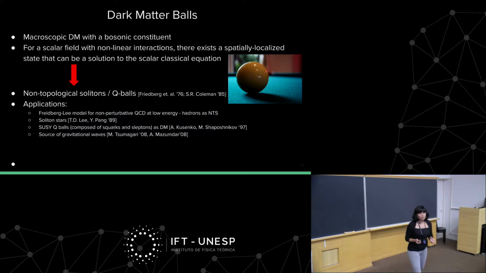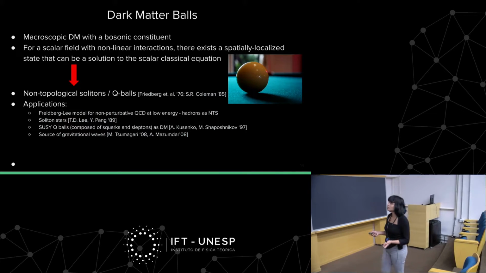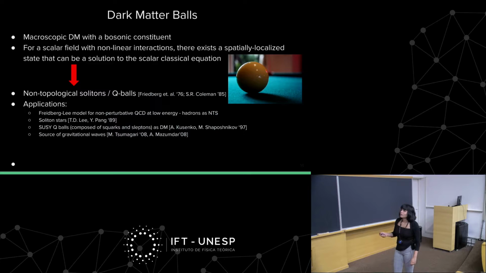These macroscopic objects have a bosonic content, so I would be using just scalar particles here. For a scalar field, we would have some nonlinear interactions between these fields, and this would allow us to generate a spatially localized state, which is just a solution of the classical equation of motion here. They are also known as Q-balls, and were first studied by Friedberg and Coleman in the 70s and 80s.